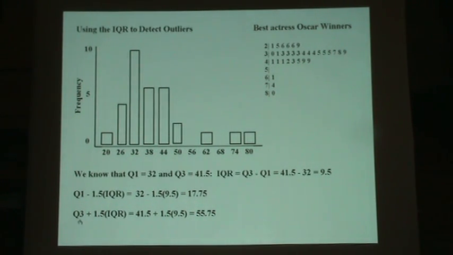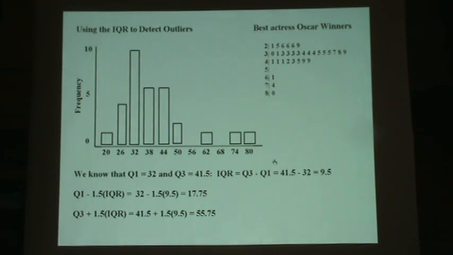Now, if we take Q3, which we knew was 41.5, and we multiply 1.5 times 9.5, and we add that product to 41.5, we get 55.75. Any score that is above 55.75 would be considered a possible outlier. And we have 3 scores in this distribution: 62, 74, and 80, which are above. So these are considered possible outliers.